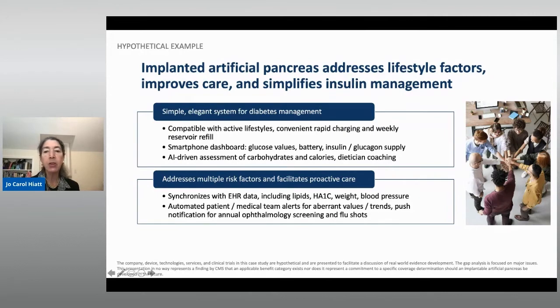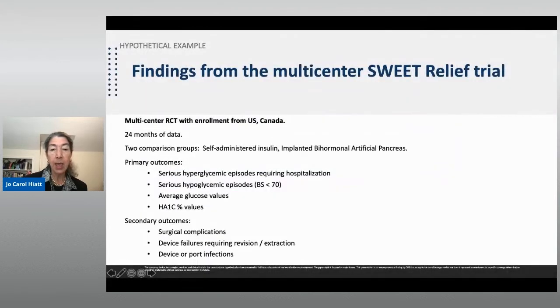So all kinds, everything you can dream of that you might want for the care of this population, including preventive care for their visual screening, flu shots, anything else that may be appropriate. Next. And there are trials that have been done to demonstrate the effectiveness of the therapy. There was a comparison group with self-administered insulin versus the implanted device.